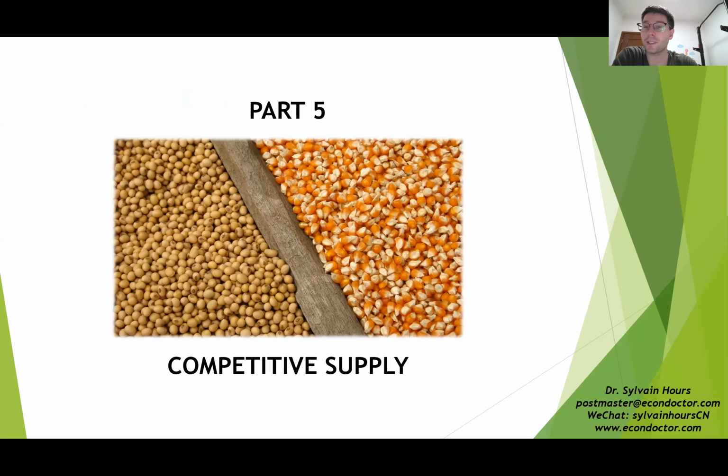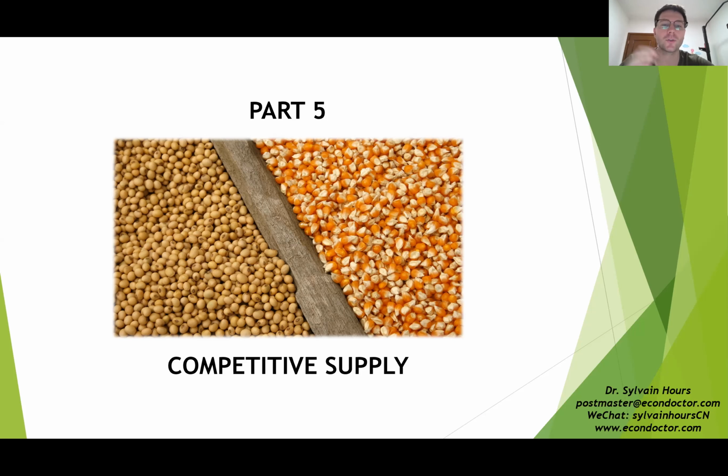Two more things that we have already discussed, so that should be rather quick: the concept of competitive supply and joint supply. On the right, of course, we have corn. On the left is soybeans, probably. And these goods are in competitive supply because they essentially require the same resources. If you have a field, tractors, water, and some agricultural workers, you can produce either corn or soybeans. They require essentially the same resources.